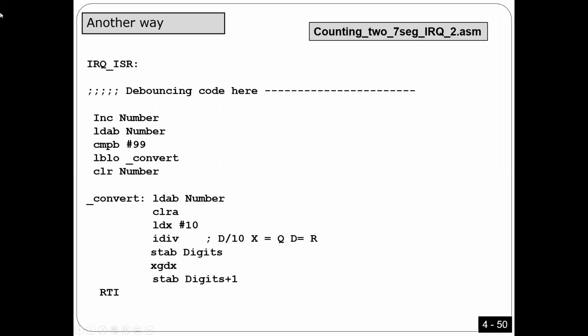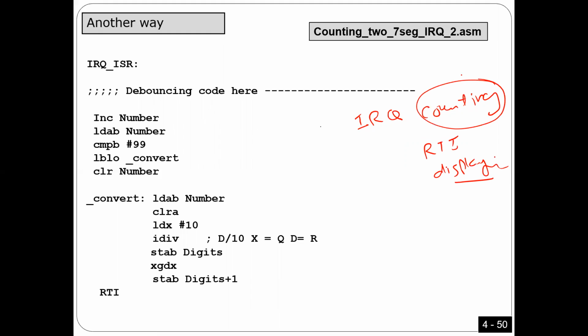So now, how can we do this program, guys? Look here, I told you, very simple. I told you IRQ should take care of counting, and RTI should take care of the displaying. It should display the number. In order to count, I'm going to explain two ideas.